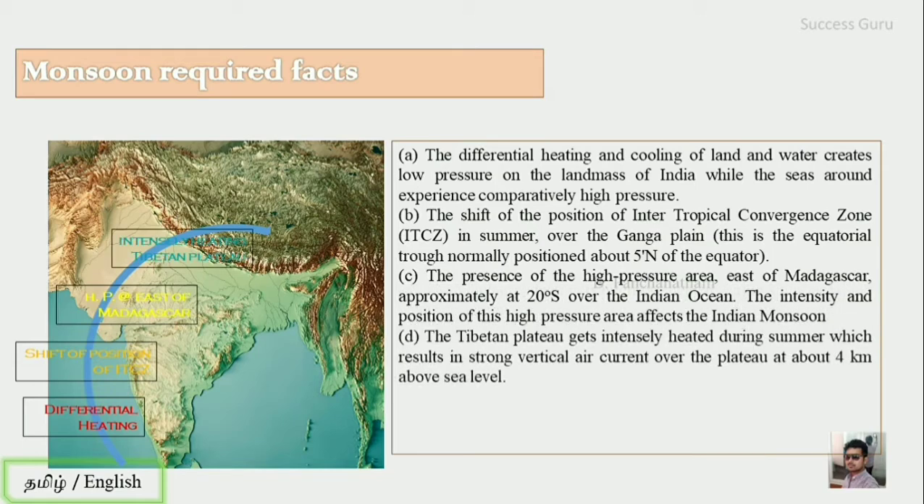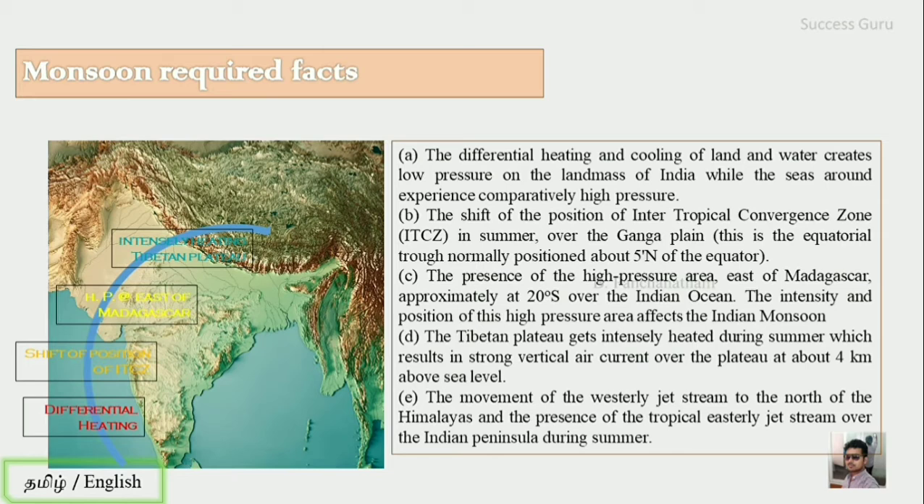The Tibetan plateau gets intense heating during the summer, which results in strong vertical air currents. As you know, when an air mass gets heated up, it expands, and as it expands, its density becomes lighter, so it floats and moves higher, and that leads to the vertical air current. This is also taking place at an average height of, say, 4 kilometers above the mean sea level. This is one of the facts that increases the occurrence of monsoon in India.